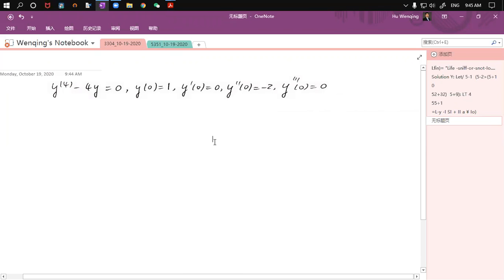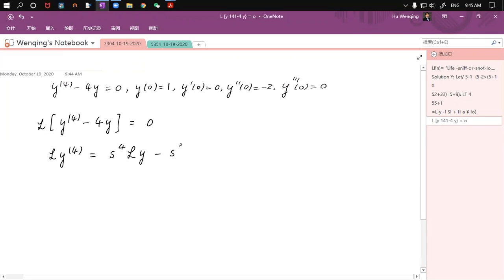Y to the power of 4, the fourth derivative, minus 4 times y is equal to 0 with all these initial conditions. So how are we going to work out this differential equation? Well, we're going to apply the Laplace transform on both sides of this equation. The right hand side's Laplace transform is 0. Now you realize that the Laplace transform of the fourth derivative of y is s to the power 4 times the Laplace transform of y, minus s to the power 3 times y of 0, minus s to the power 2 times y prime of 0, minus s times y double prime of 0, minus y triple prime of 0.